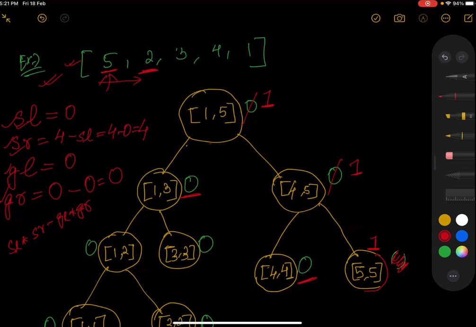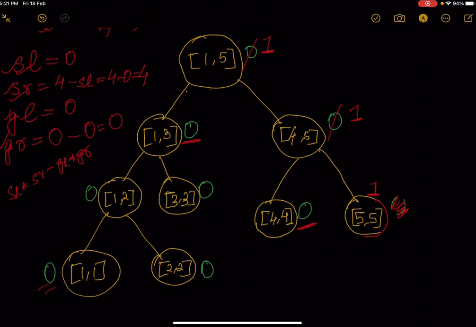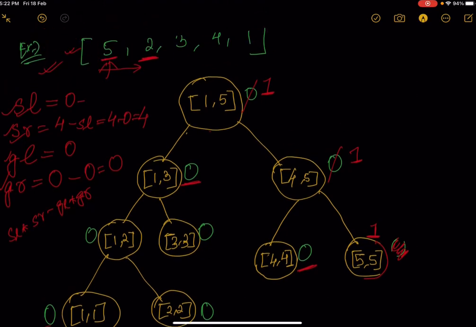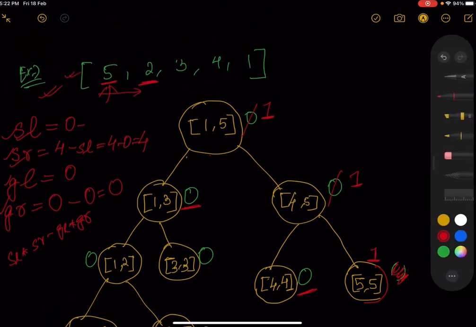Okay, now as you can see, the number of elements in the range 1 to 1 is 0, so it will remain 0. The number of elements to the right and smaller than it will then become the total number of elements smaller than 2, that is 1, minus SL. So 1 minus 0 comes out to be 1 only. So this will become equal to 1.